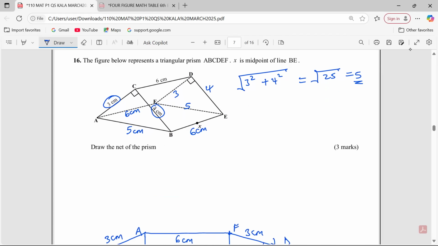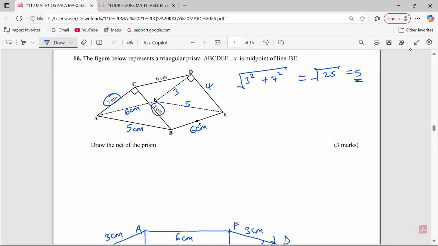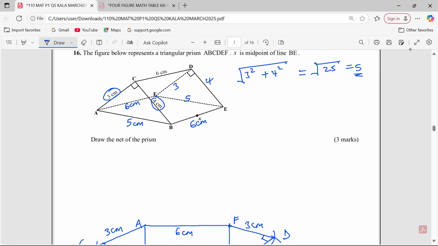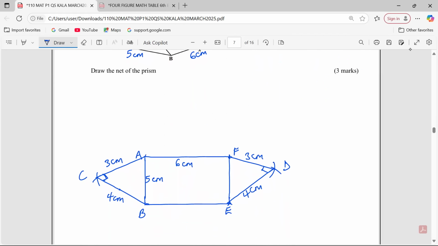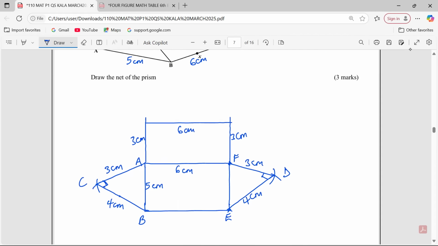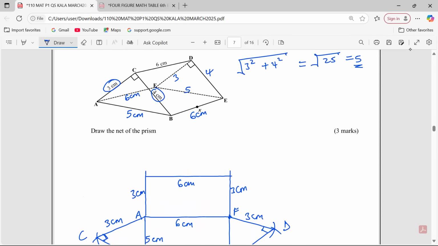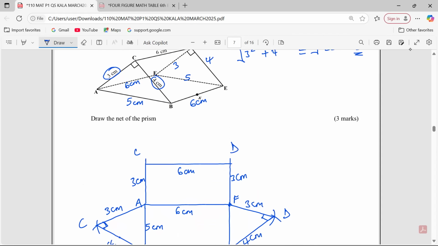How many triangular faces, or how many faces have we not drawn now? We have the rectangle ACDF, 3 by 6. So we can measure 3 here and 3 here. So 3 centimeters, 3 centimeters. This is automatically 6 centimeters. And now we shall get C and D at this point.